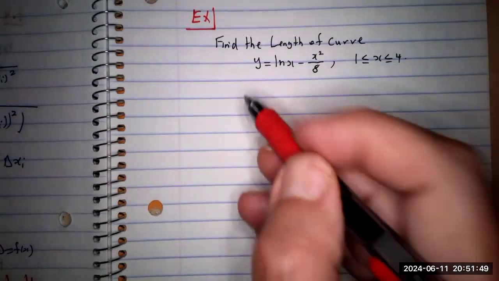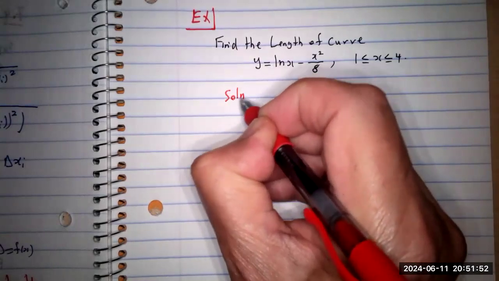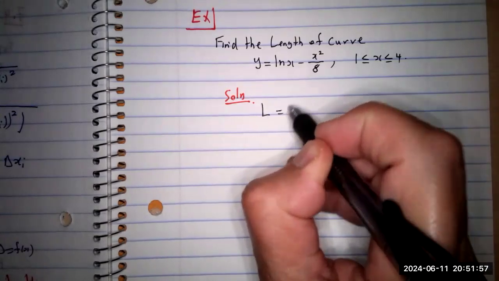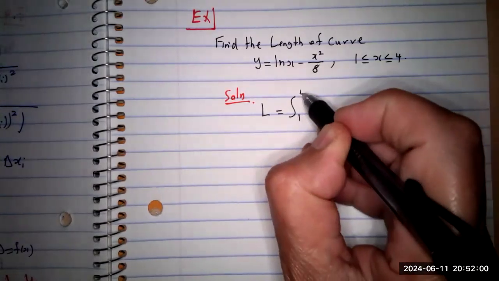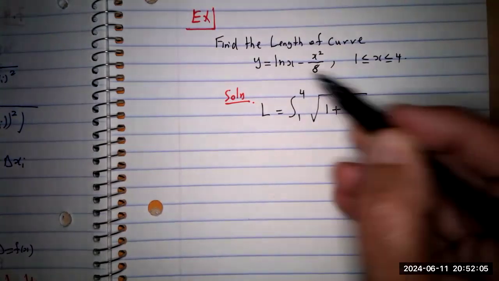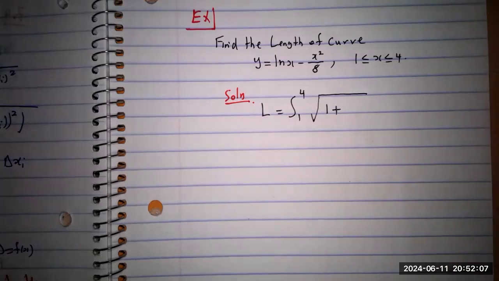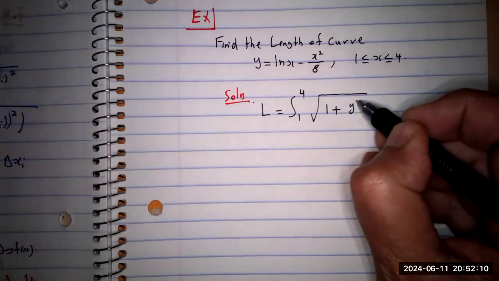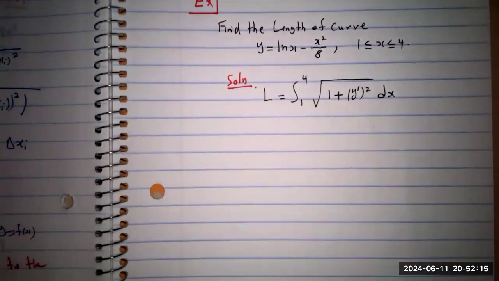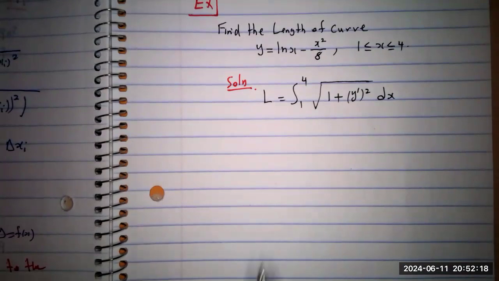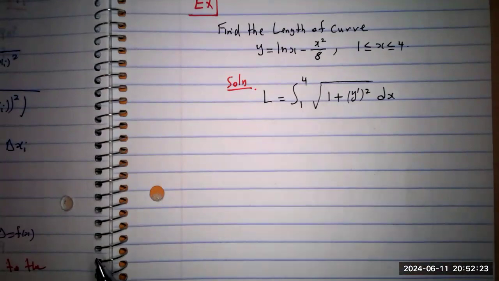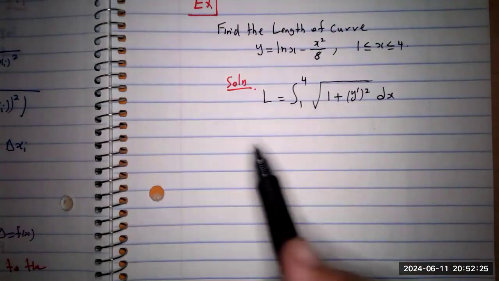We have the formula. The solution is going to be, the formula for the arc length: you have to find the integral from 1 to 4 of the square root of 1 plus f prime of x, or if you like y prime, it doesn't matter, all squared, dx. We usually simplify this inside, outside of the integral, then we come back and integrate it. So we go with the y prime first.